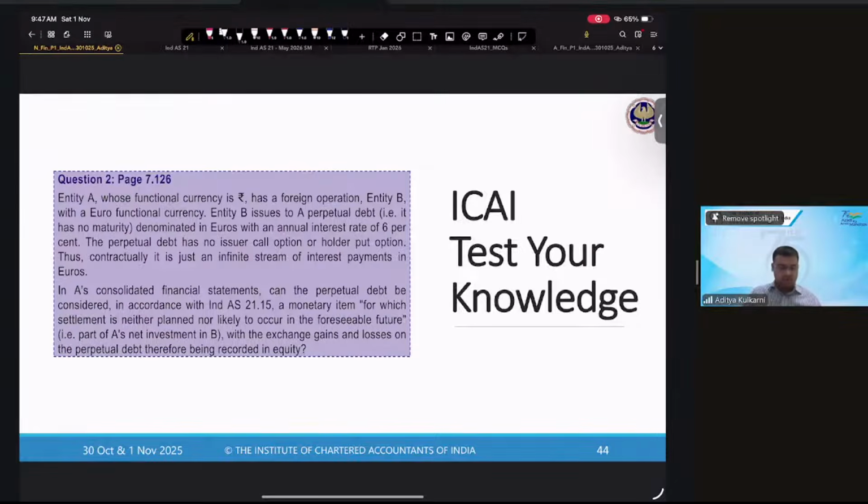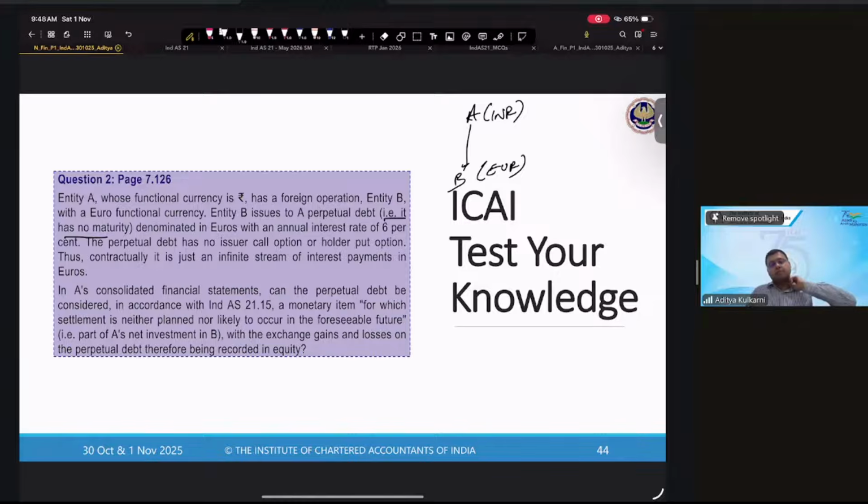Okay, fine. Now this one. Entity A, whose functional currency is the rupee, has a foreign operation B. So A has an operation B. This is INR and B has a euro functional currency. Entity B issues a perpetual debt to A. Perpetual debt, that is, it has no maturity.